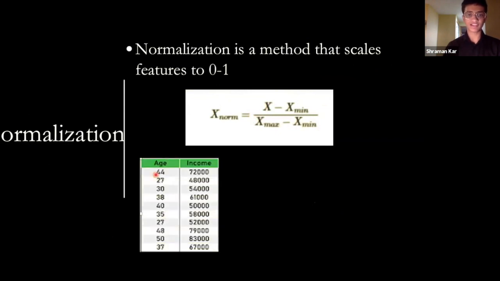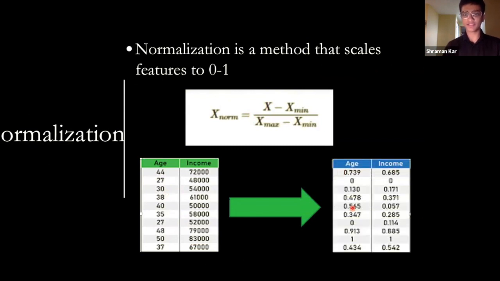So let's take this data set as an example. When you normalize each value here, you get this data set. And let's just take this data point as an example so you can understand.